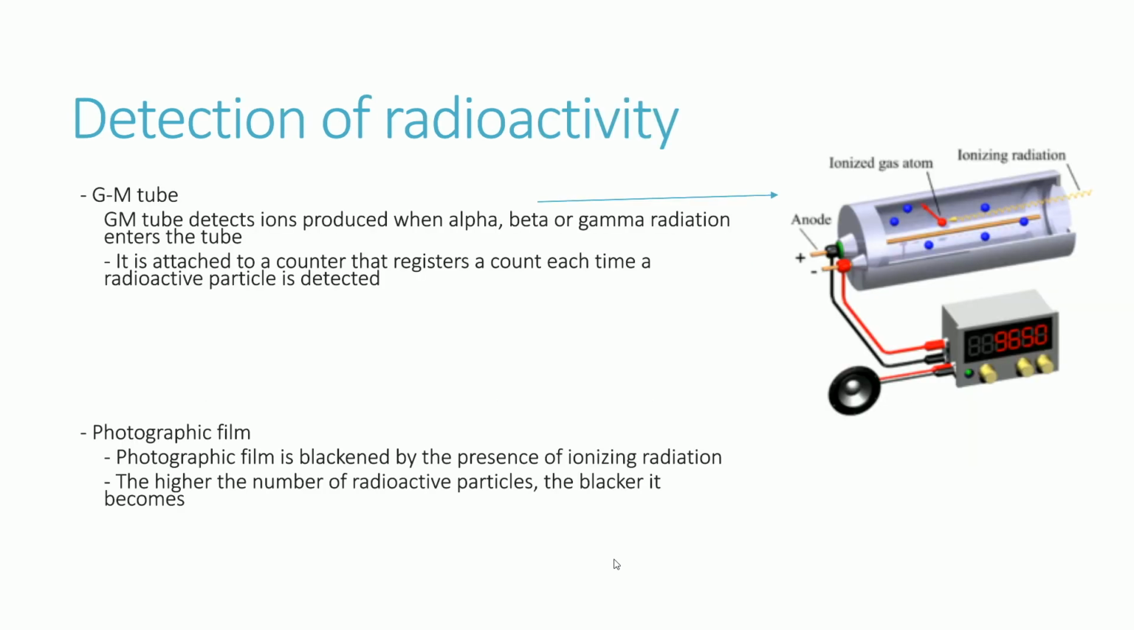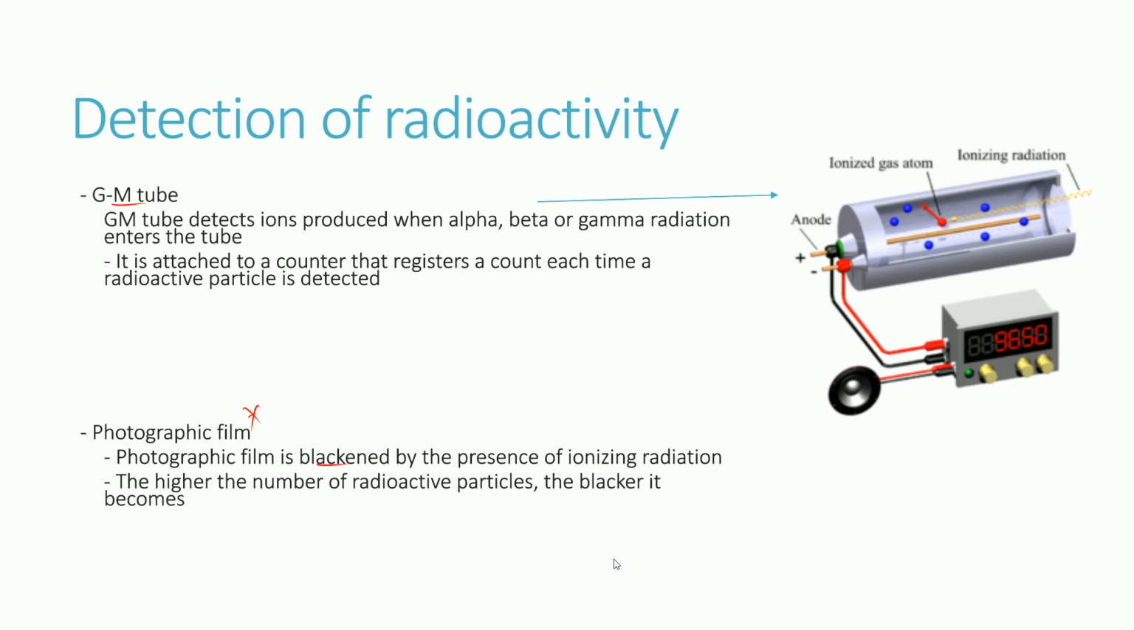So for the detection of radioactive activity, you can use a GM tube or a photographic film, and this isn't really a big part of the syllabus, but we'll briefly cover it. A GM tube detects ions produced when alpha or beta or gamma radiation enters the tube. You can have a further look into this on YouTube to see exactly how it works, but the very basic idea is that it's attached to a counter that basically registers a count each time a radioactive particle is detected. So fairly simple. A photographic film is basically a film that becomes blackened by the presence of ionizing radiation.